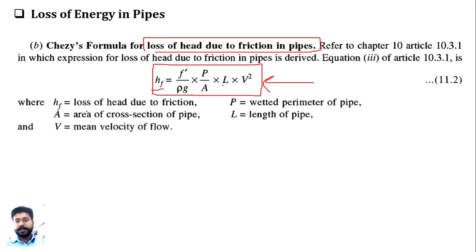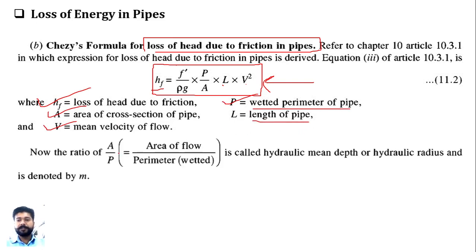So in this equation, hf is again loss of head due to friction, A is the area of cross section of pipe, V is mean velocity of flow, P is wetted perimeter of pipe, and L is the length of pipe. Okay, so in this equation, A divided by P is called the hydraulic mean depth or the hydraulic radius, which is denoted by small m.